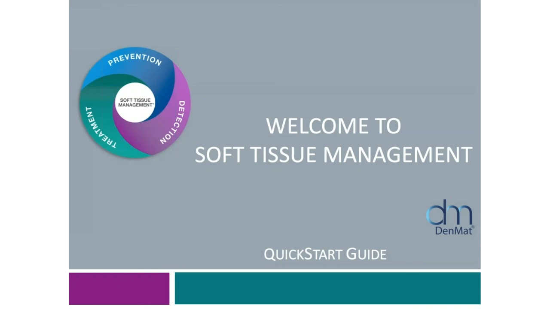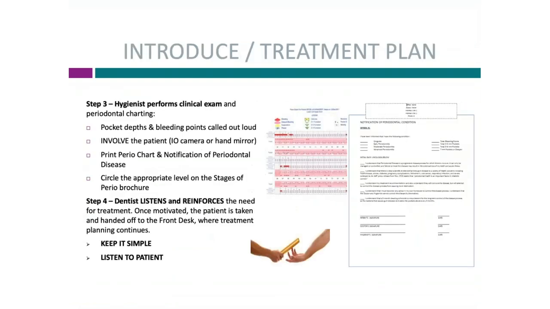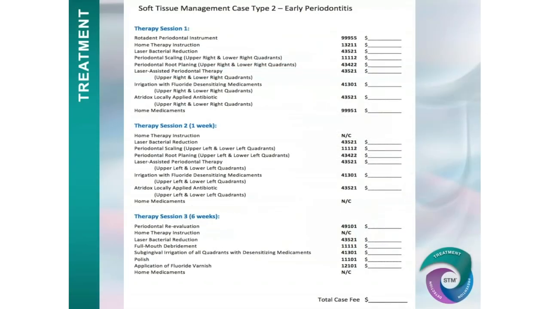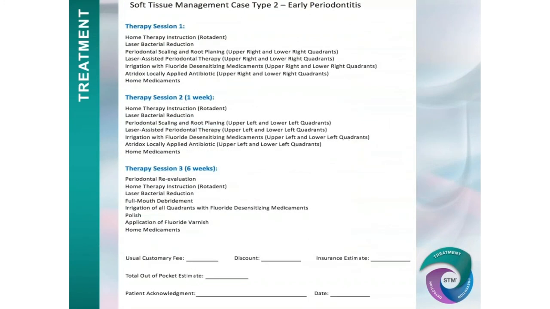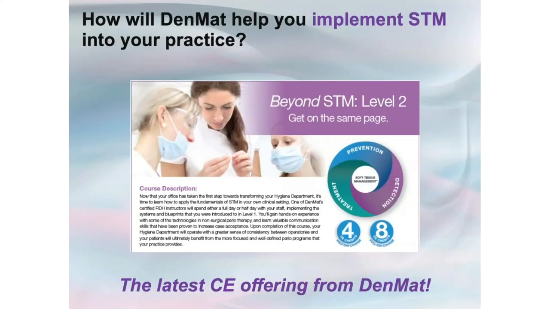a quick start guide. I'm not going to go through the whole thing here because I think it shows, but this is what you get when you attend the program. We take you through the steps, literally a step by step on what to do and how to present and how to perform. And here are the codes on what to bill for therapy session 1, 2 and the reeval. And this is the early perio, how to perform and reevaluate, maintain and monitor.